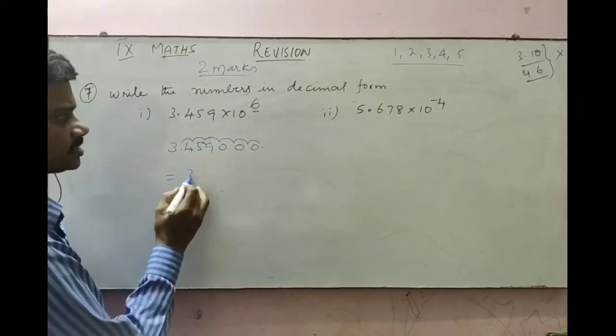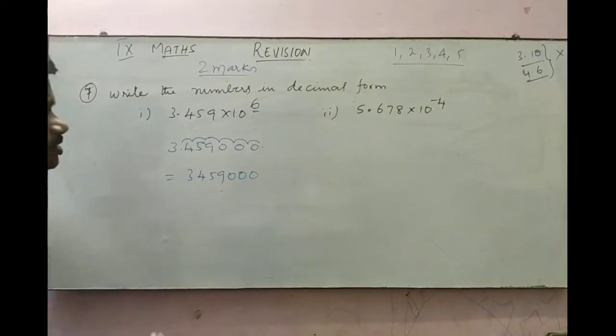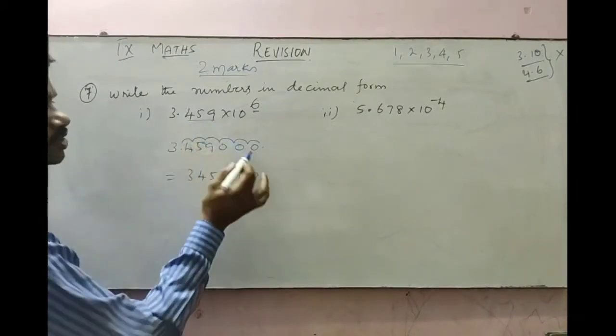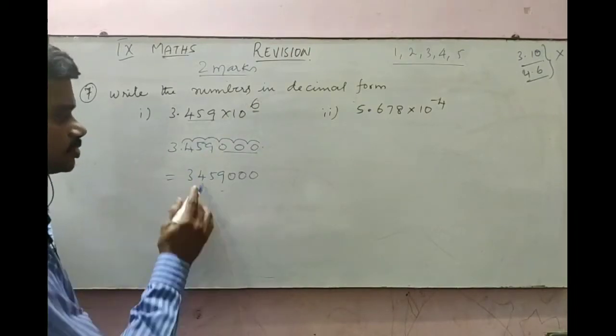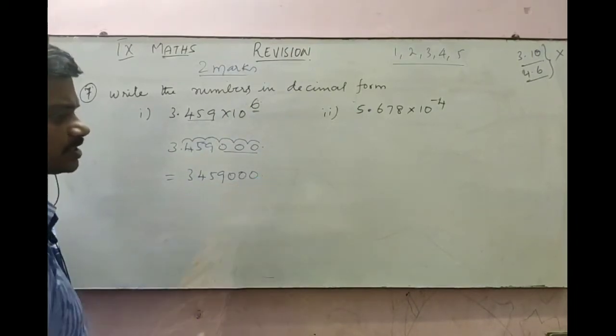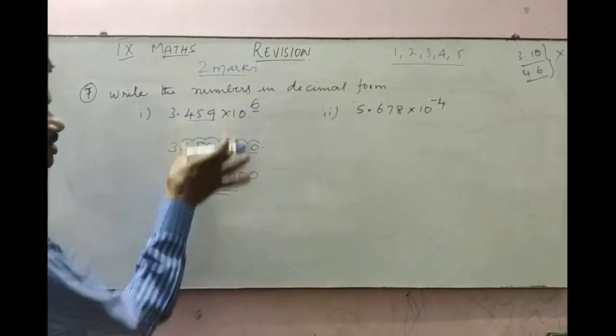So the answer is 3, 4, 5, 9 followed by 3 zeros. Here we have 3 digits, so you have to include 3 more zeros. So you will get the answer for 10 power 6, moving the decimal 6 digits to the right side. So this is the way of writing scientific notation in decimal form.